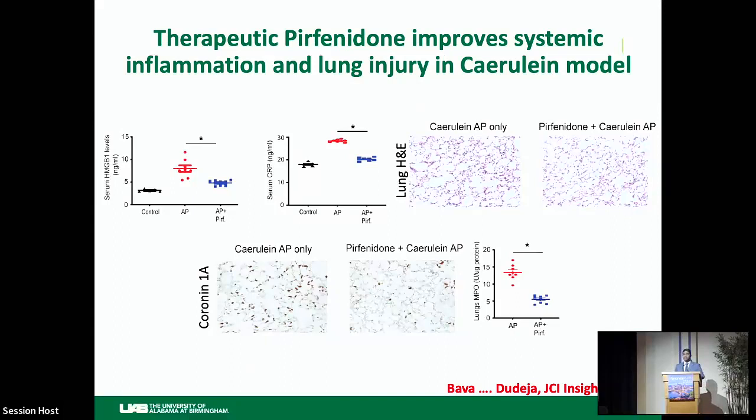So as I said, in this severe model of caerulein AP, the disease has already spilled into the systemic phase, and other organs such as the lungs also show injury in this model. As expected, with pirfenidone treatment we could see a very good improvement in the lung histology as well as lung immune infiltration. Again, the serum markers which are known to be elevated in AP, such as HMGB1 levels as well as CRP, also show a reduction with pirfenidone treatment.